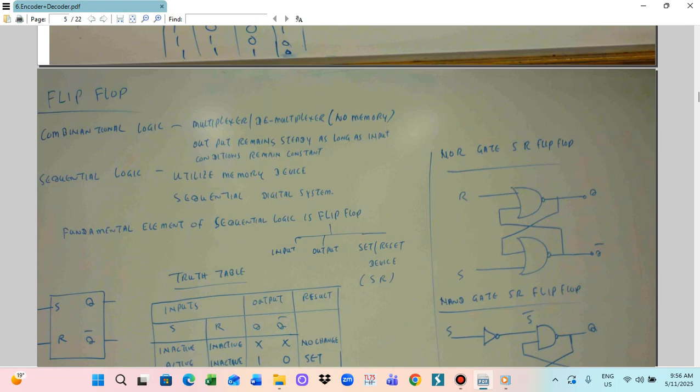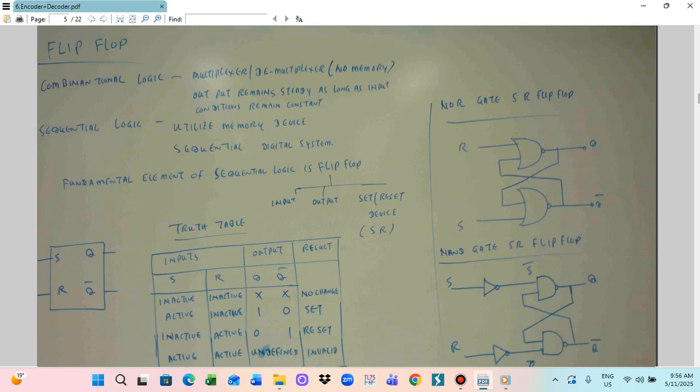There are two kinds of logic. One is combinational logic. Combinational logic means that we make this combination, so for example, we use a multiplexer or a demultiplexer.